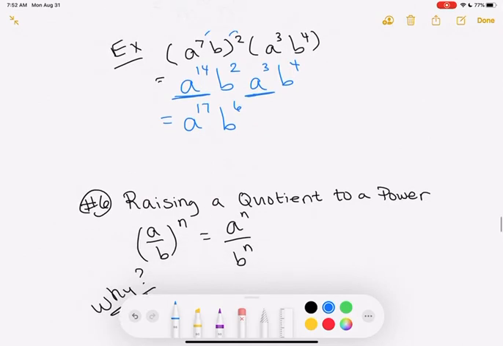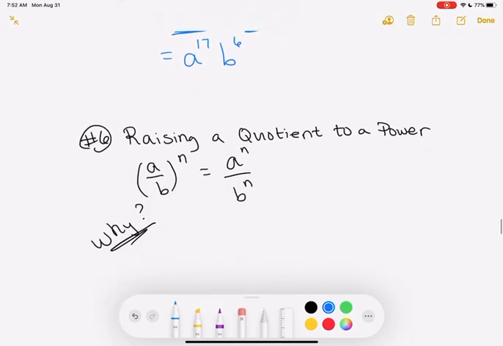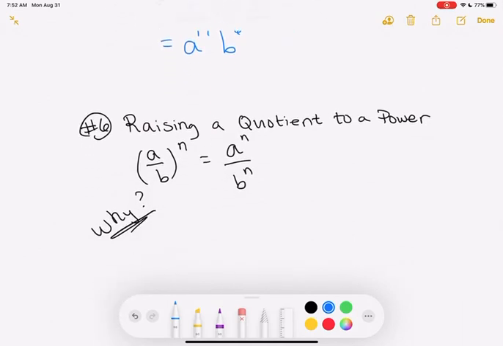Okay, one more for today. Raising a quotient to a power. So again, quotient means divide, and another way to think of division is to think of it as a fraction. And raising a quotient to a power, it says that whatever you have for that fraction, you just apply that exponent to both the top and to the bottom.